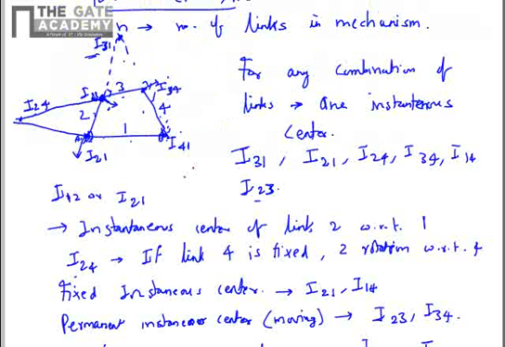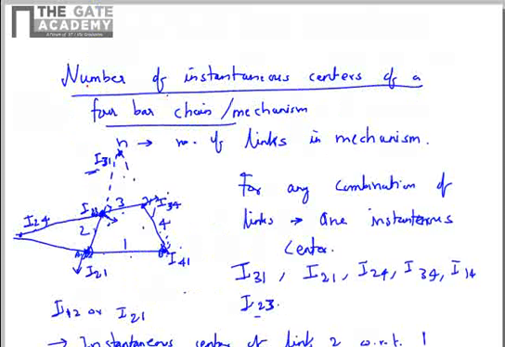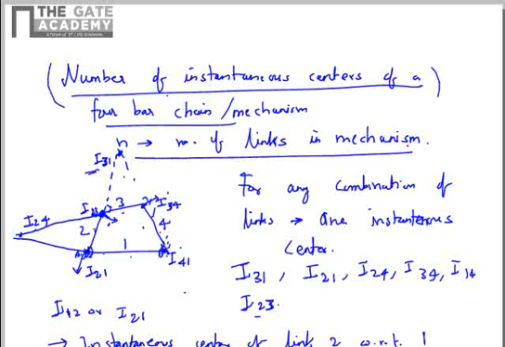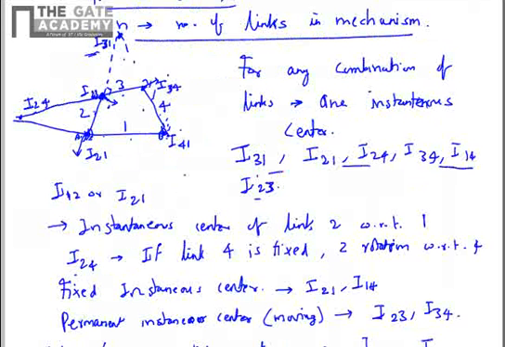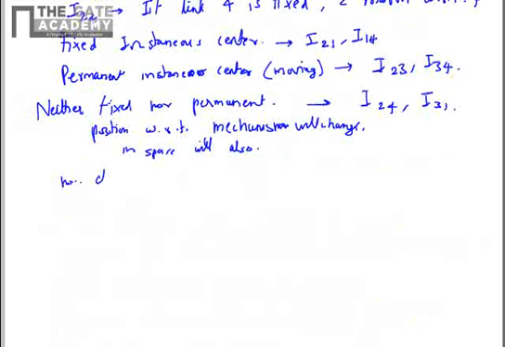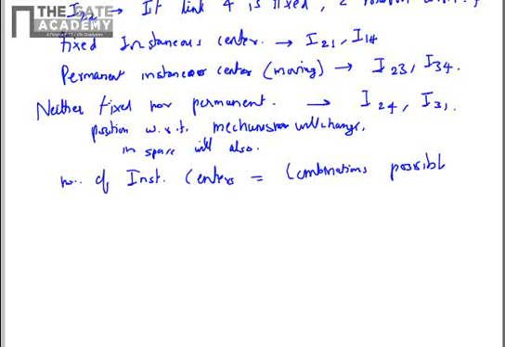Now, the question which comes in the objective questions is the number of instantaneous centers for a mechanism. If n is the number of links in a mechanism, then you have seen from this derivation that there will be one instantaneous center for each combination. So the number of instantaneous centers will be equal to the possible combinations of links.